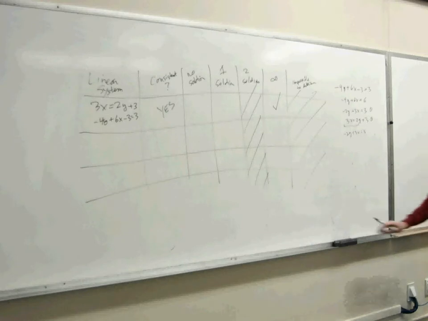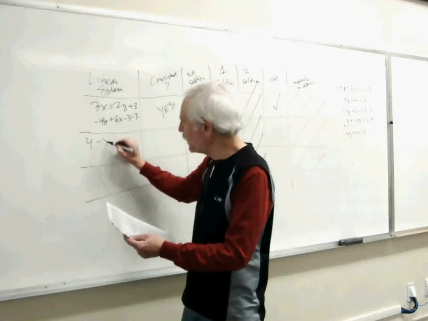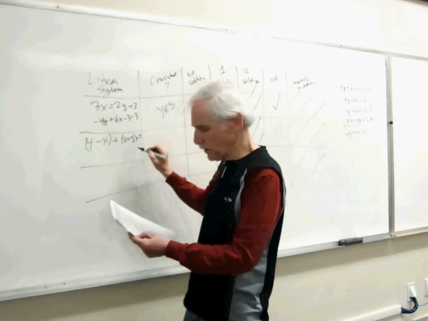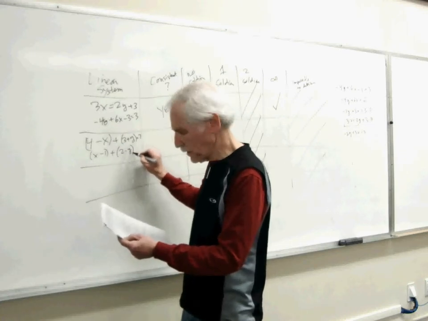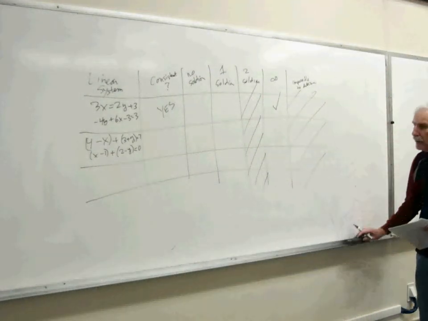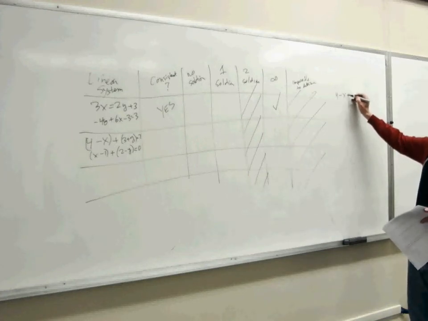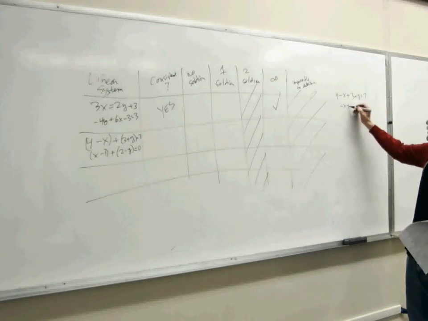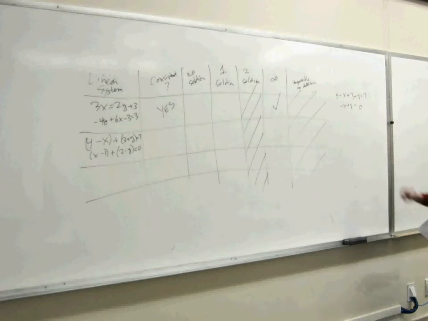Okay, now let's look at the second pair of equations. 4 minus x plus 3 plus y equals 7, and x minus 1 plus 2 minus y equals 0. Okay, again, this needs some simplification and a little bit of cleanup. So we've got 4 minus x plus 3 plus y equals 7. Well, that says minus x plus y equals 0, because I've got 7 on both sides. Okay, so I cleaned that one up.